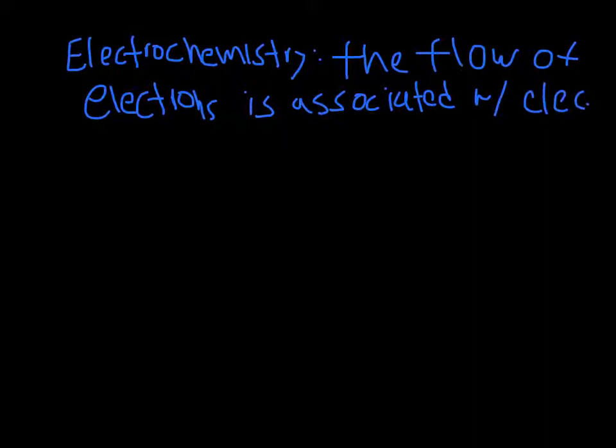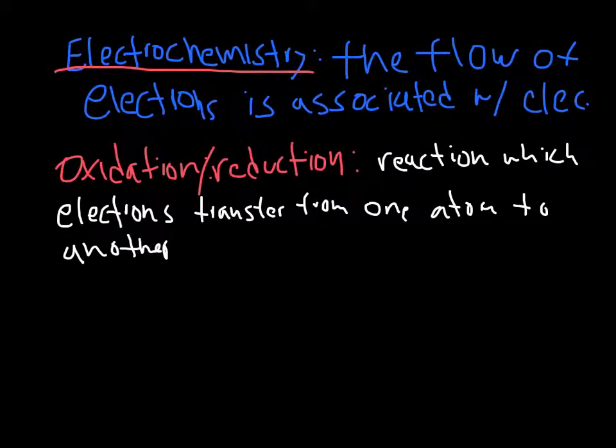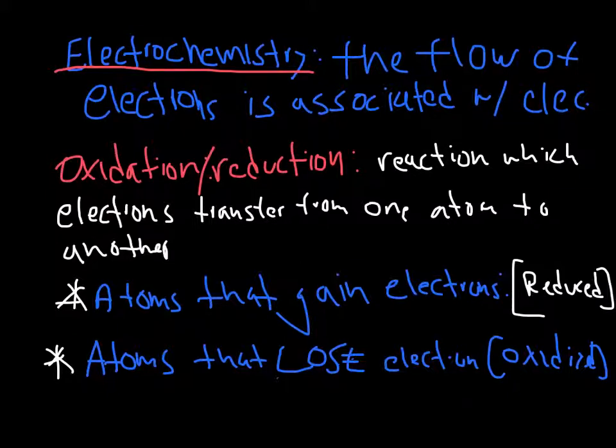Alright, so this topic is more or less conceptual, so it's really important to understand how everything is working on a conceptual basis before we perform mathematical calculations. So in this chapter, we'll be going over oxidation and reduction. Oxidation reduction equations go as a reaction in which electrons transfer from one atom to another. So atoms that lose electrons are oxidized, and atoms that gain electrons are being reduced. So one more time, atoms that gain electrons are being reduced, atoms that lose electrons are being oxidized.